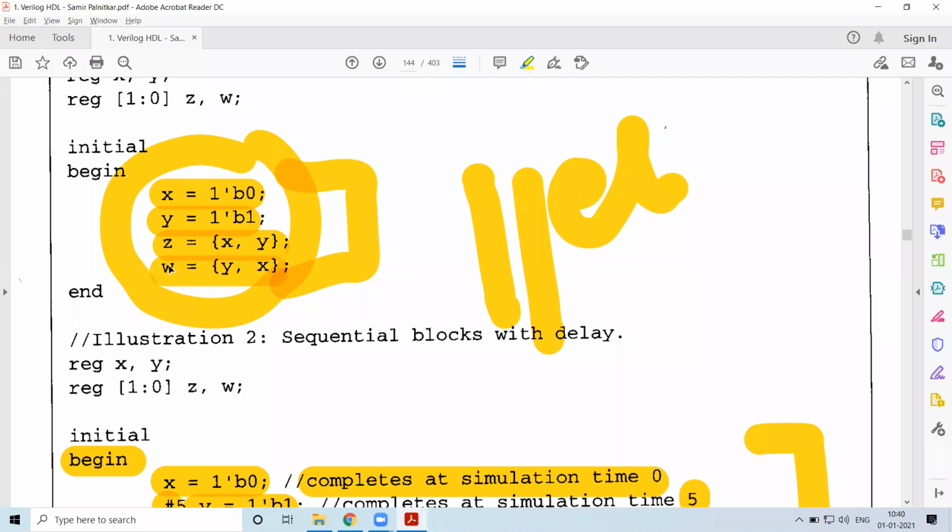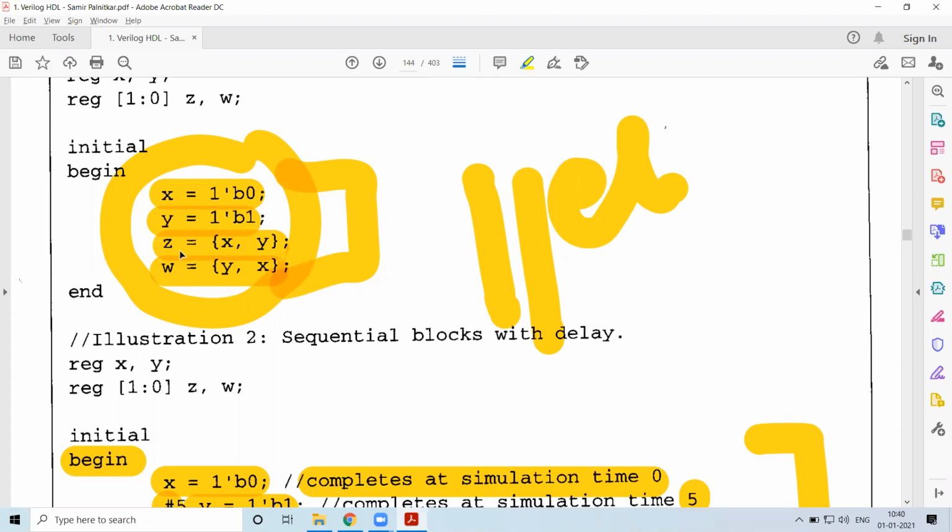So here, if X and Y are executed first, X is guaranteed to have 0 and Y is guaranteed to have 1. But all are executing at the same time, so if there is a slight difference between them, there will be a race condition. So if X and Y get simulated first, then X is 0 and Y is 1. In that case, Z will be 0, 1, that is, its decimal value will be 1, and W will be 1, 0, its decimal value will be 2.